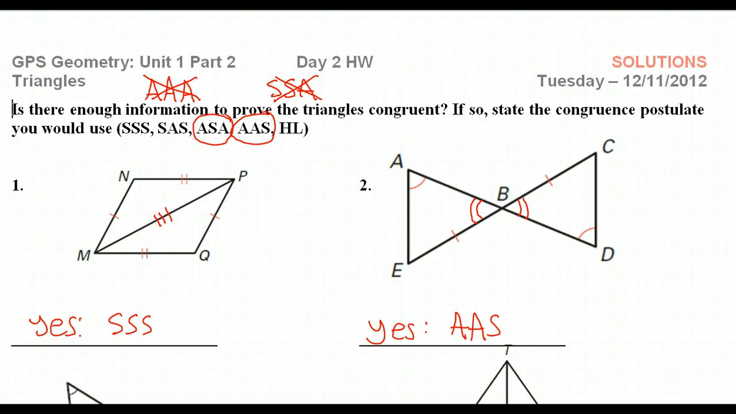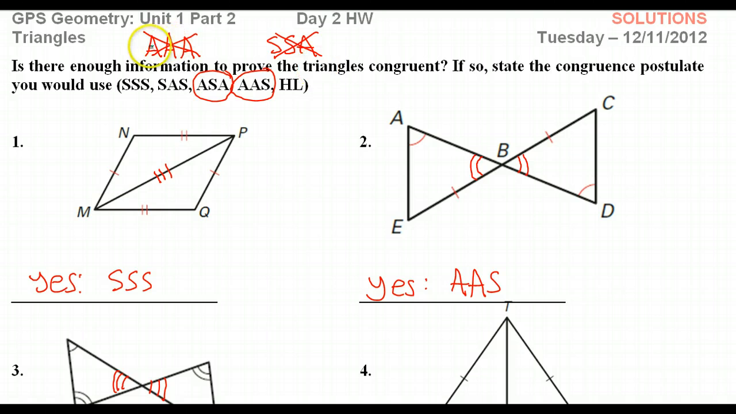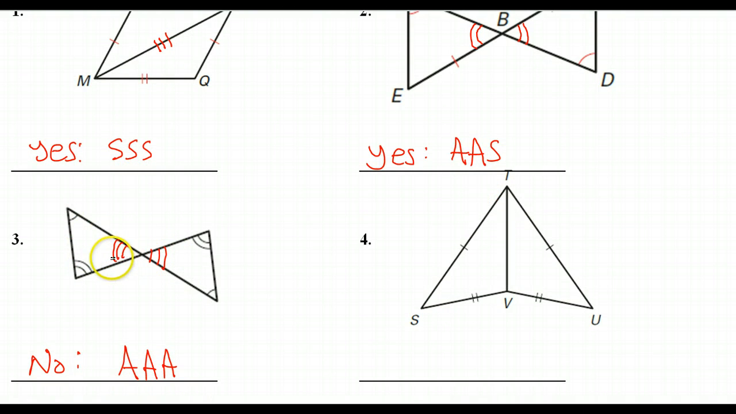Looking at number 3. What can we mark that is not already marked? Again, we have these vertical angles. These angles are equal. If anything, this would have been an angle, angle, angle situation, which I was mentioning right at the beginning. But having three angles that are equal, that's not enough to prove that two triangles are congruent. That's enough to prove that the triangles are similar, but not congruent. So that's going to be a no.